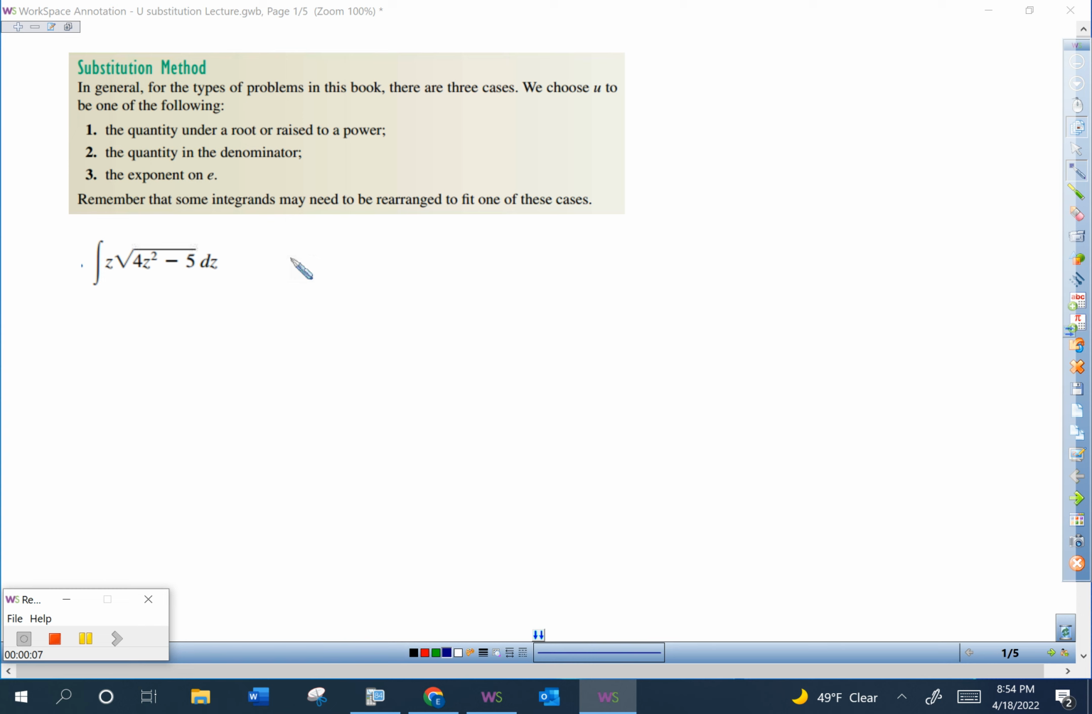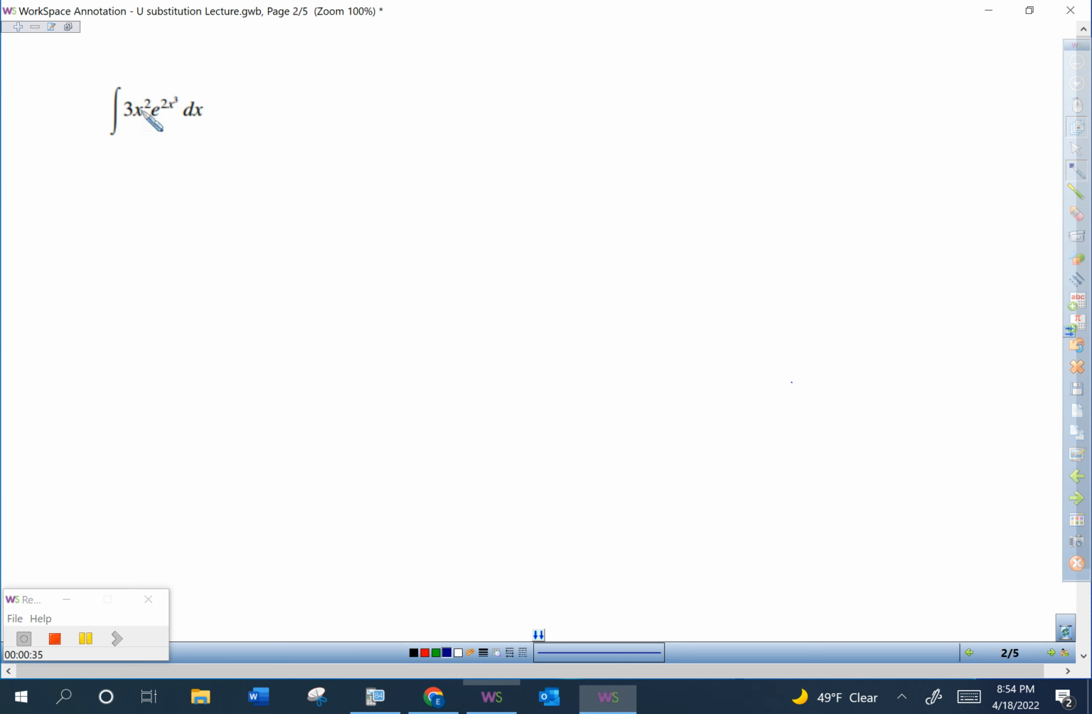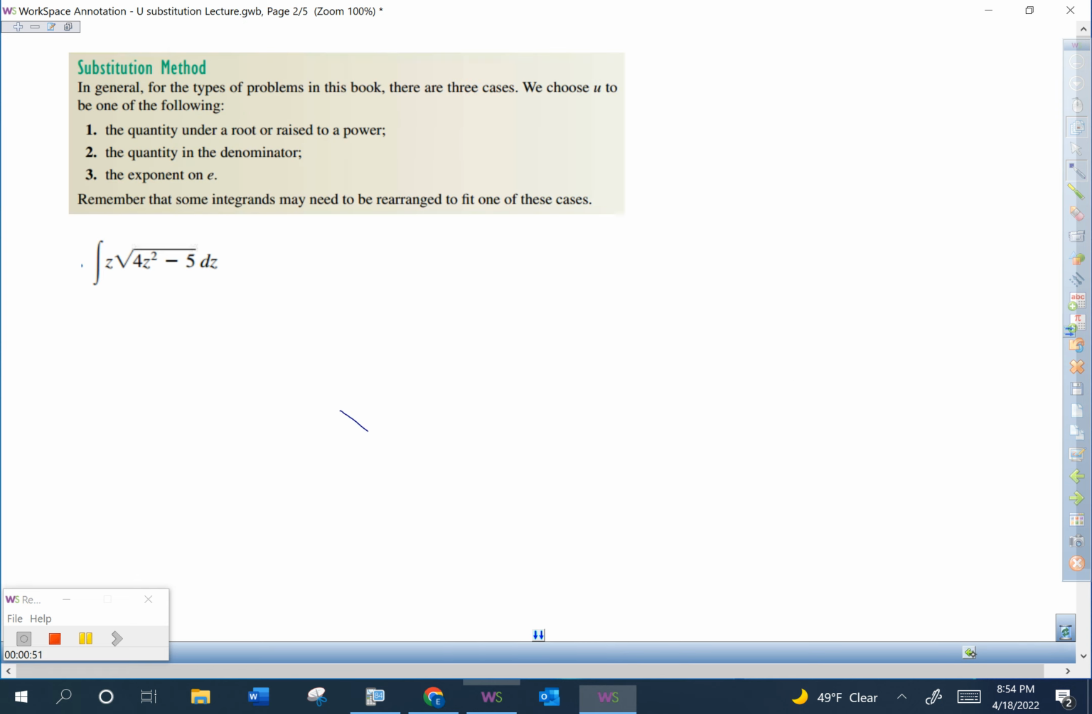So this first one here, take a look at it. We've got z times the square root with an expression underneath. Next one here, we've got 3x squared with an e value. Again, we've got an exponent there with x in it. On this next one, we've got an expression on top with x, expression on the bottom with x. The thing that these share is all of them have a variable in two places.